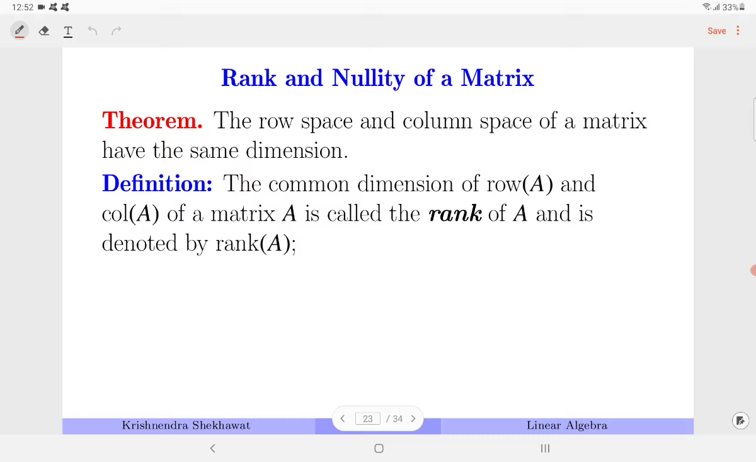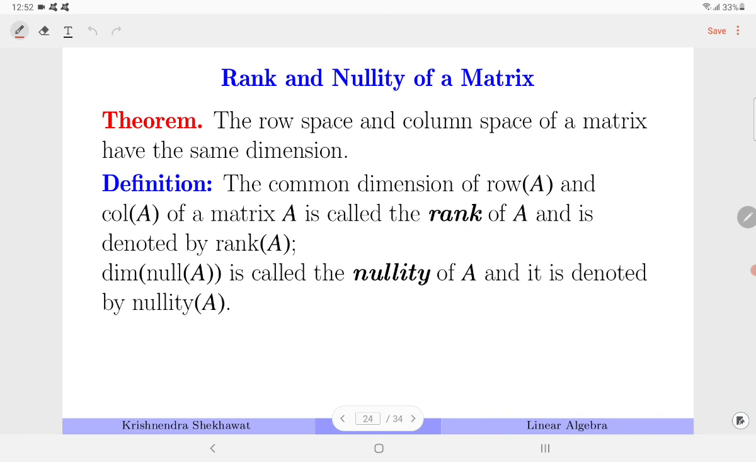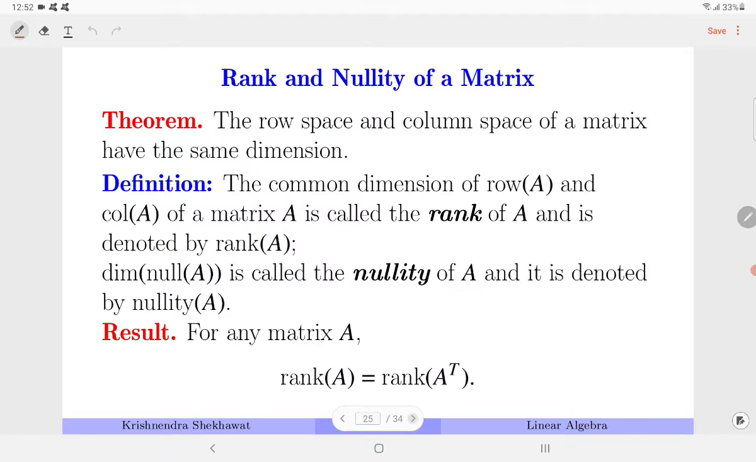And since they have the same dimension, we can define that the dimension of the row space or column space of a matrix A is called the rank of A, denoted by rank A. The dimension of the null space is called the nullity of A, denoted by nullity A. For a matrix, rank A is equal to rank of A transpose. It's simple, because if you take the A transpose, the number of pivot entries remains the same.